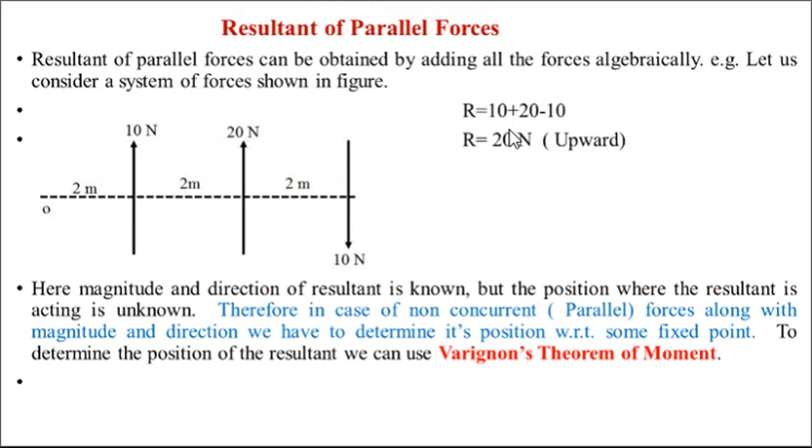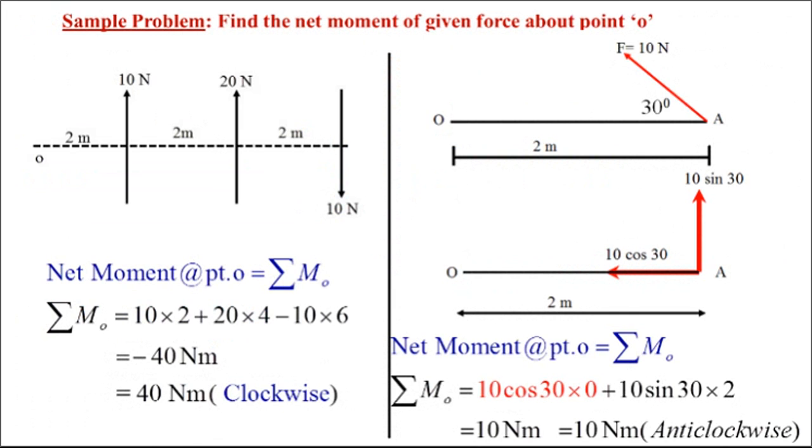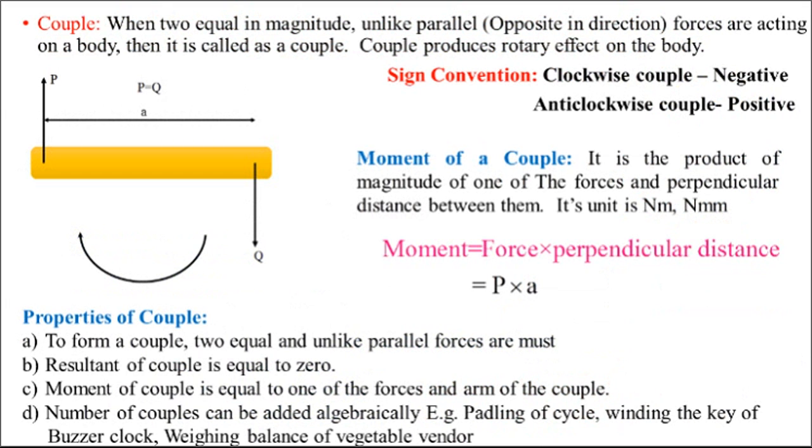We learned about the resultant of parallel forces: upward positive, downward negative. We just add the forces and you will get the resultant. Then we learned about the couple of the force system and properties of the couple. This is most important from the exam point of view. Then we learned about the moment of a force. Okay, I think this is sufficient for today, so I will stop here.